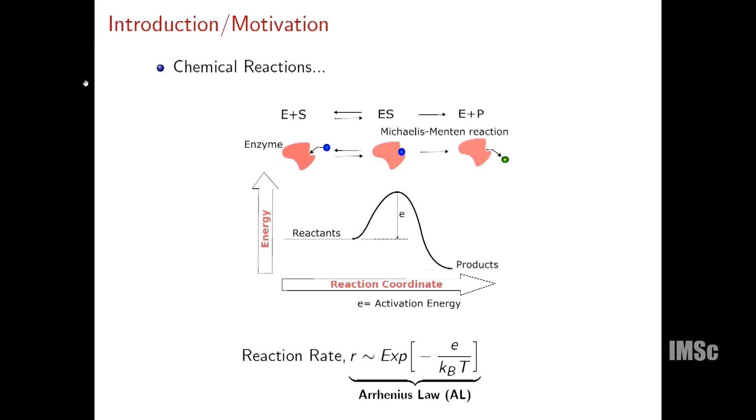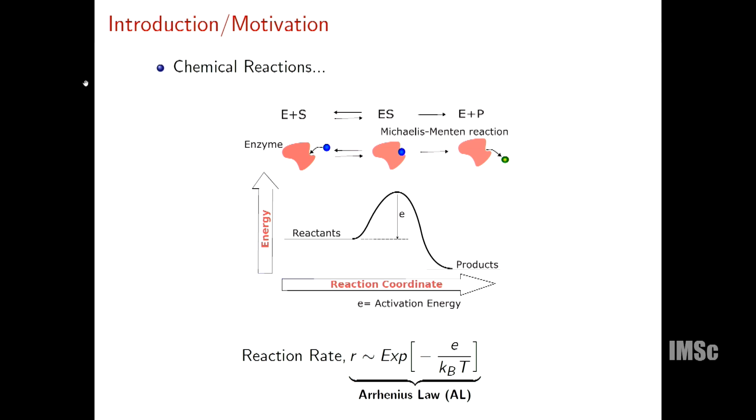activation energy, which is denoted by a small e here. So what Kramer found many years back, that the rate of reaction for such a chemical reaction is given by exponential of minus E over kBT, where E is the activation energy, kB is the Boltzmann constant, and T is the temperature of the medium in which the whole system is kept.